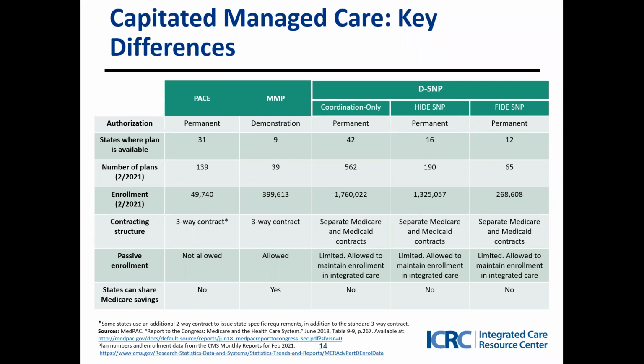So, PACE compared to the others, relatively small in terms of total enrollment, but it is in quite a number of states. MMPs here, they're different from other states in that they're authorized under a demo. And then coordination-only DSNPs have the highest enrollment, highest number of plans, and the most states in which they operate. Next slide, please.